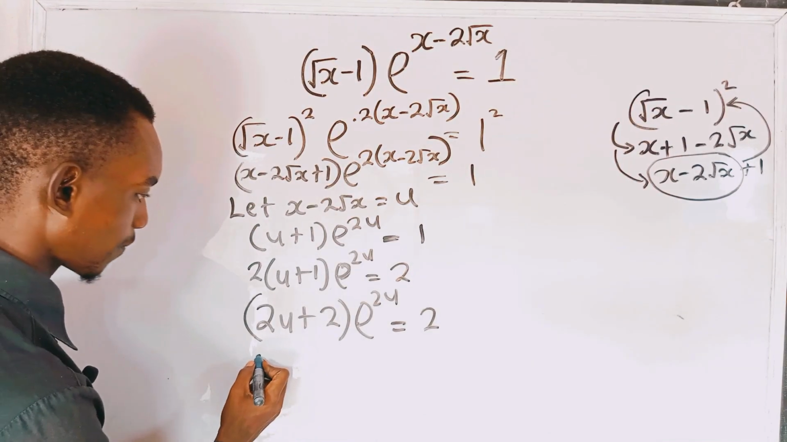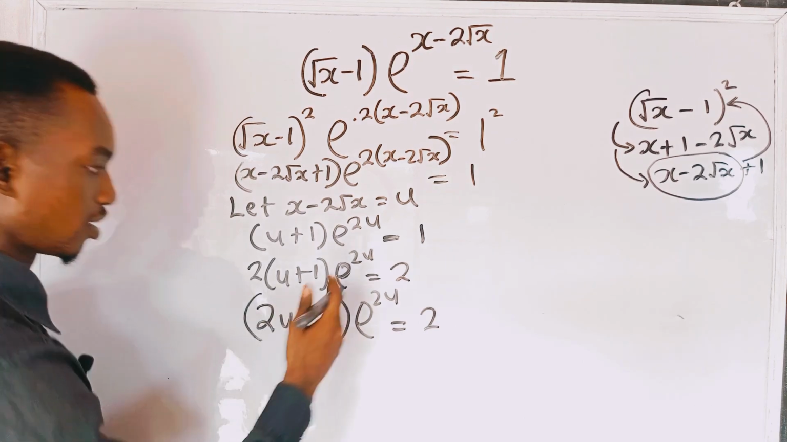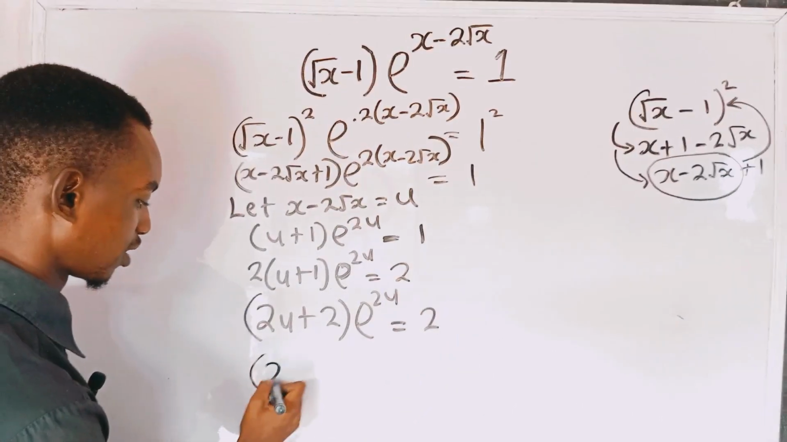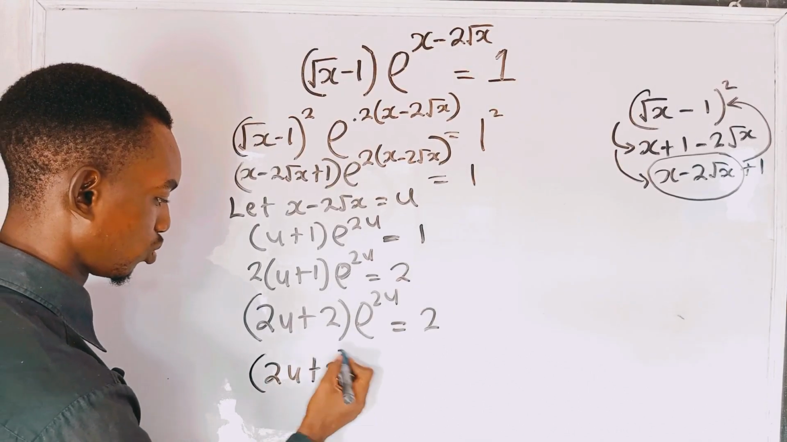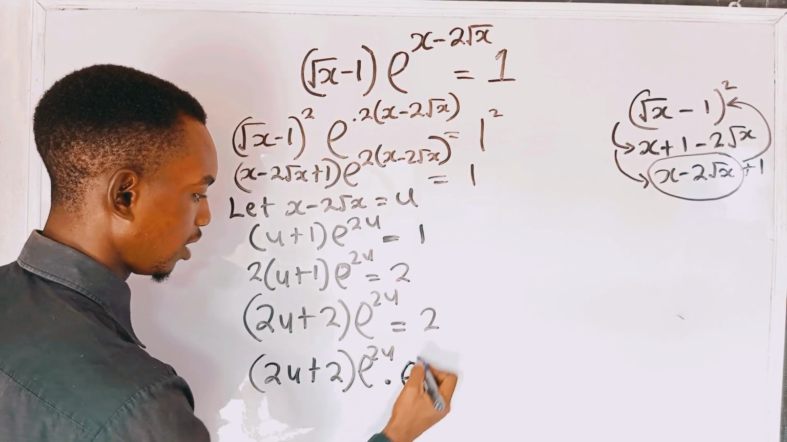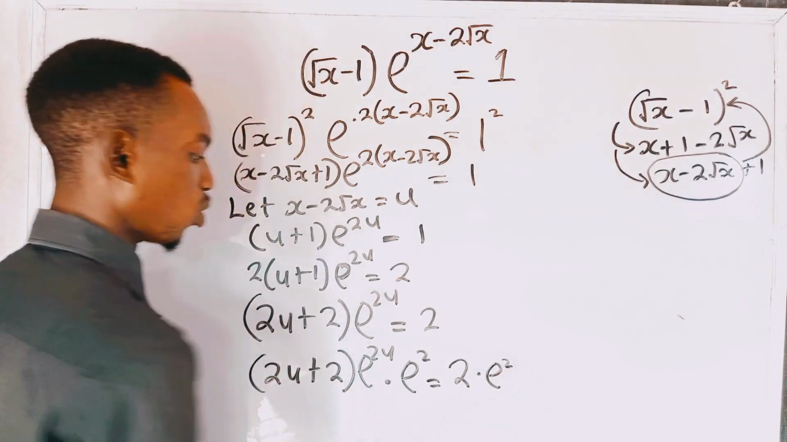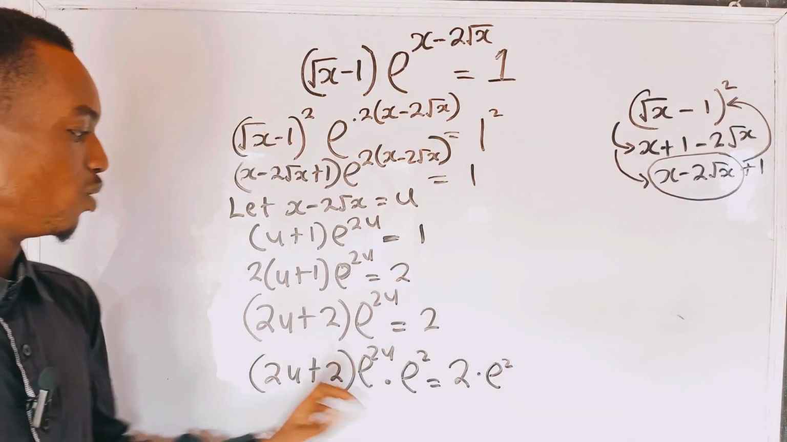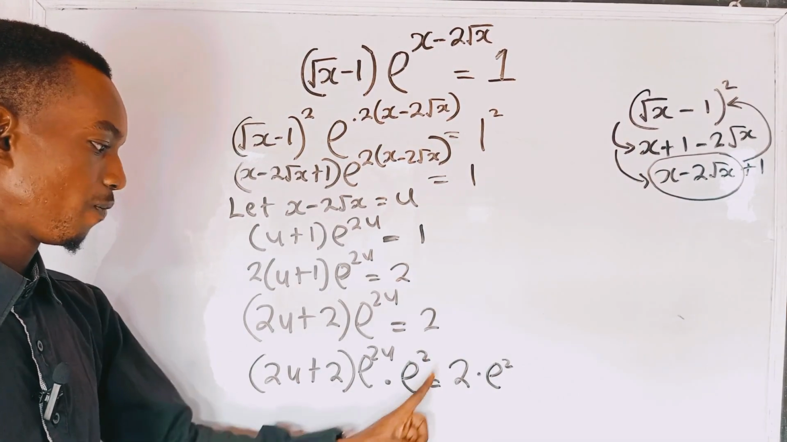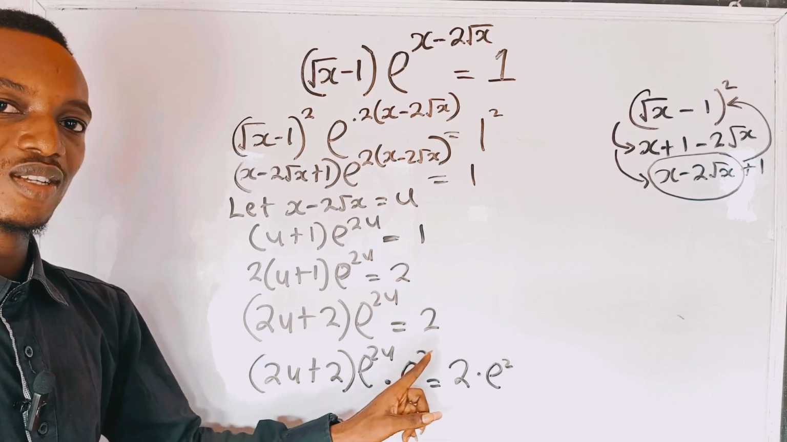So we have, let us post multiply, not pre-multiply, post multiply. No difference. That's 2u plus 2 e raised to the power 2u, then times e squared. That'll give us 2 times e squared. Yes, the reason why we multiply both sides by this is because when we use law of indices, these two powers will be added. So we have 2u plus 2.